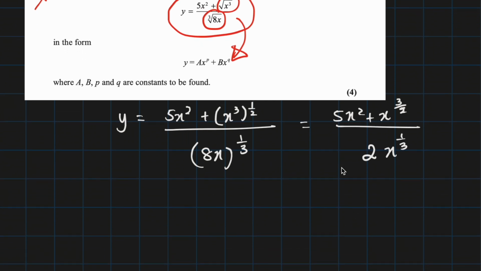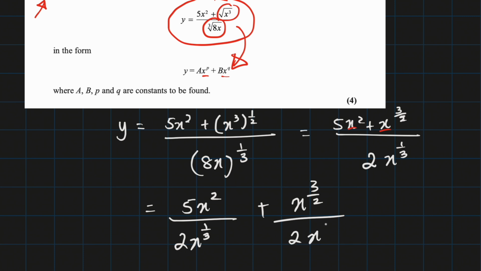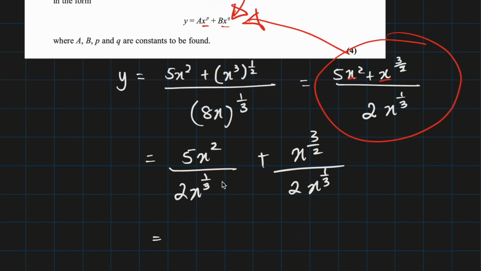Okay, now what do I do? I can see there's x plus x, x plus x. Why don't I just separate these two? I can write it like this, right? 5x squared over 2x to the power 1 over 3, plus x to the power 3 over 2 over 2x to the power 1 over 3. Do you see? I've just rewritten this like this. But I can't just finish the question here. I have x here, x here, x here, x here. Let's simplify it. 5 over 2. 2 minus 1 over 3 is 5 over 3. Plus 1 over 2. 3 over 2 minus 1 over 3 is just 7 over 6.